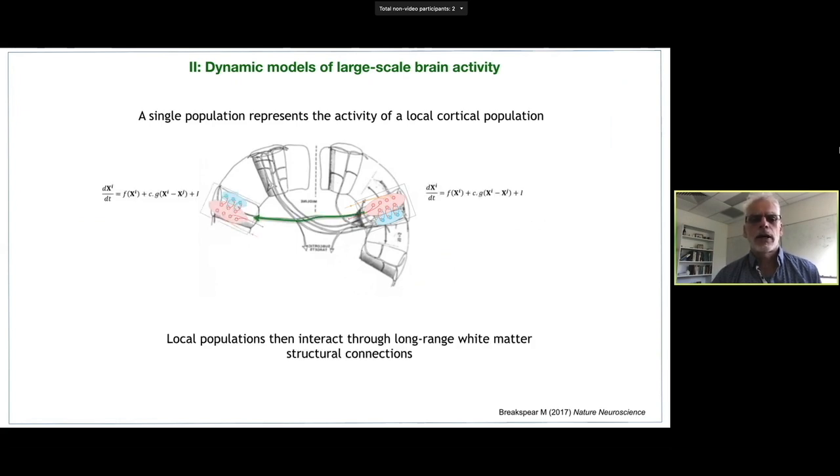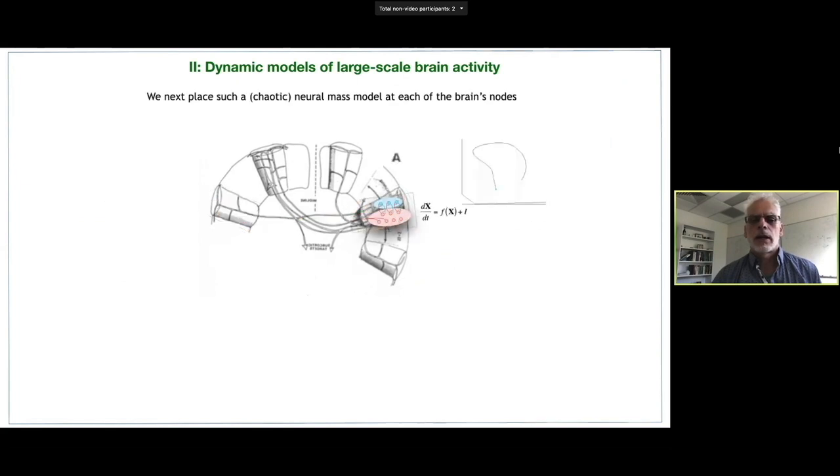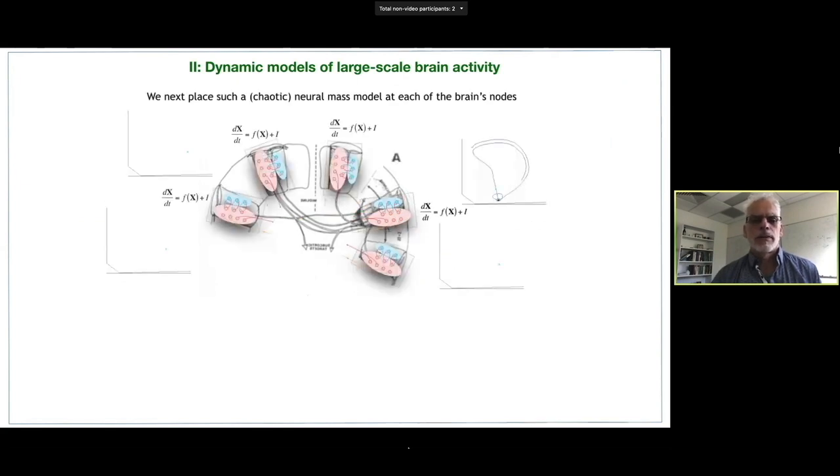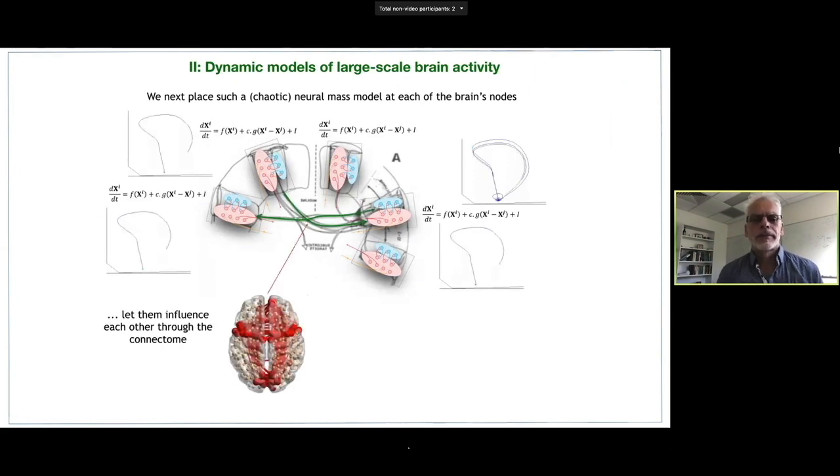Here they go. I couple them together so they influence each other through the white matter, and I add terms so that the states of one influence the states of others. And I put simulations at each one and then couple them together. How do I couple them together?